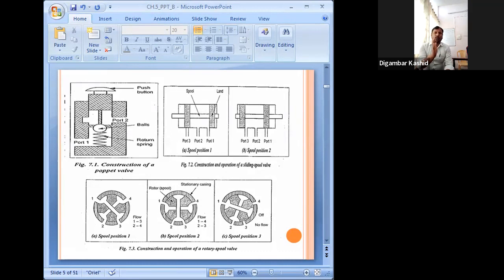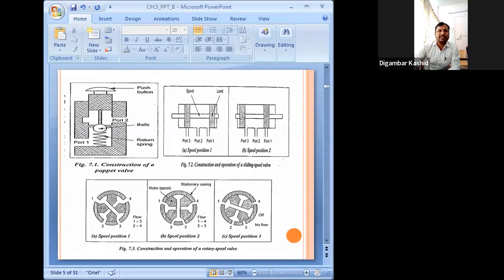When the valve takes the second position, the spool will move in this direction, to the left side. Getting it? You can see port 1 is now closed. Fluid will come from port 2 and pass through port 3. This is the second position of the spool. So it is called sliding. We have seen this one. Once you slide, it will change its position. Getting it? So this is the sliding spool valve, its construction and operation.